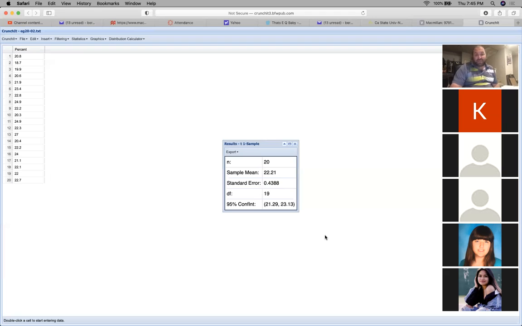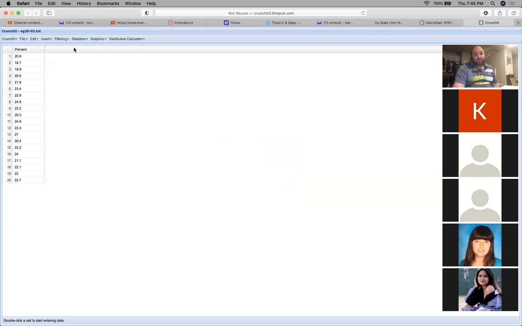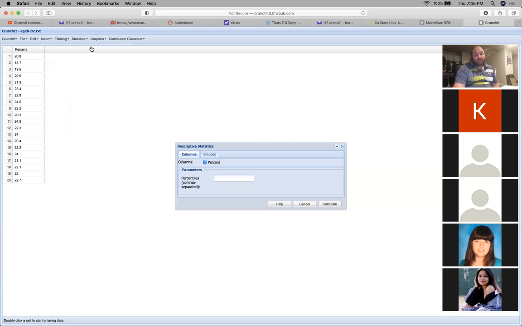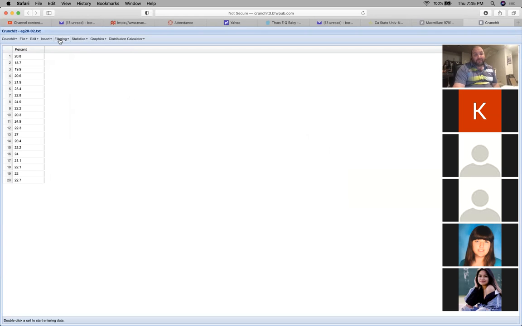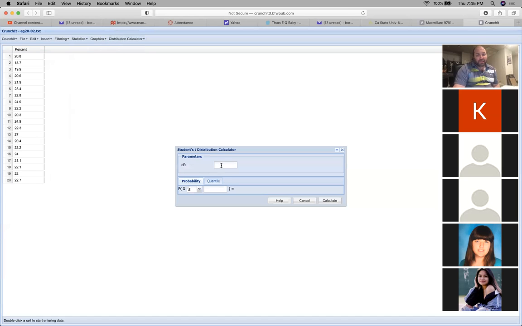What it does not give me is T star. So let's see if there's a way for me to find T star here. That wasn't it. Well, T star doesn't come from the data, right? T star comes from a table. So here's the student's T. And we want a 95.